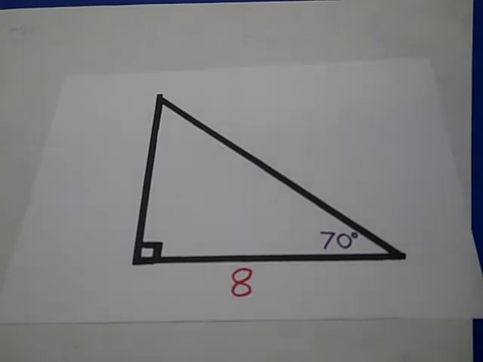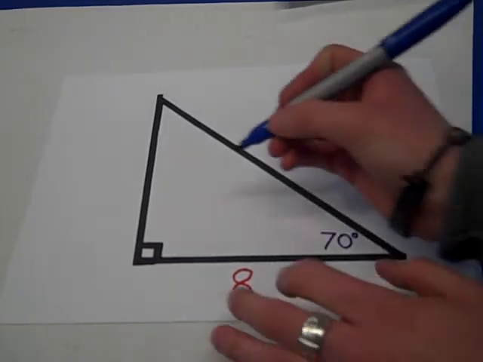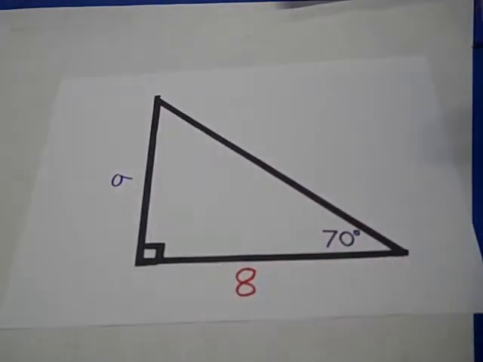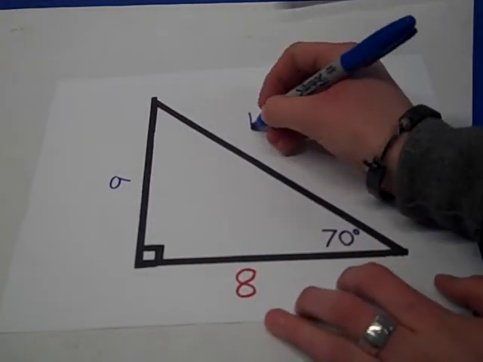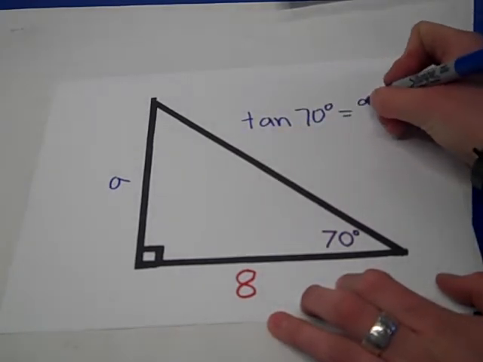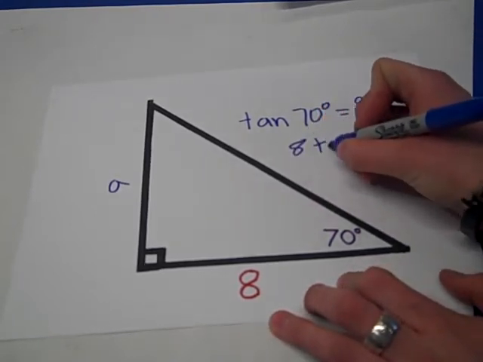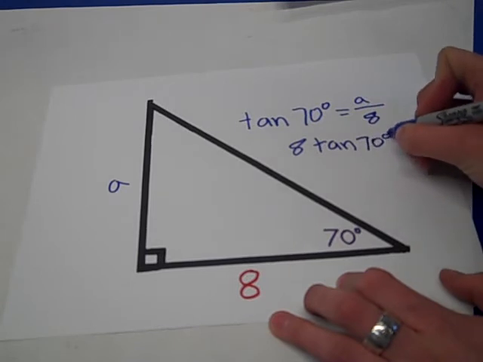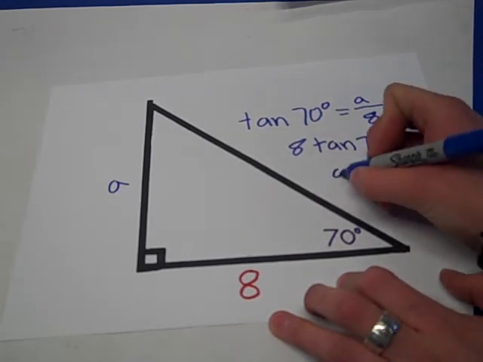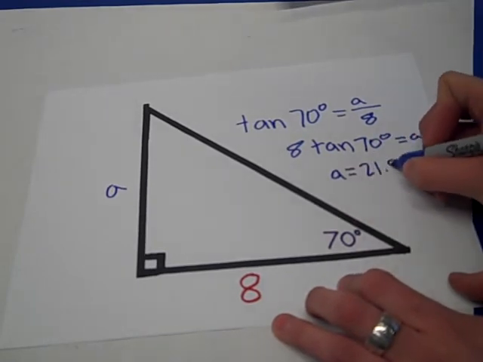We can also use trig functions to find the missing side lengths or angle measurements in a right triangle. Take this triangle, for example. We know that the adjacent side is 8, and we want to solve for the opposite side, or a. We can set up a trigonometric equation. Tangent of 70 degrees is equal to a over 8. Then we solve for a, and we plug in 8 tangent of 70 degrees into our calculator to get 21.98.